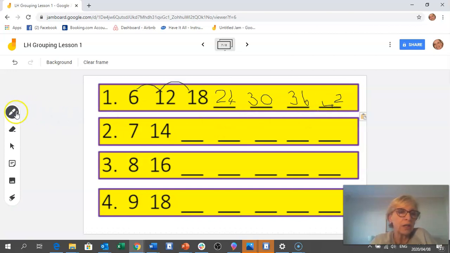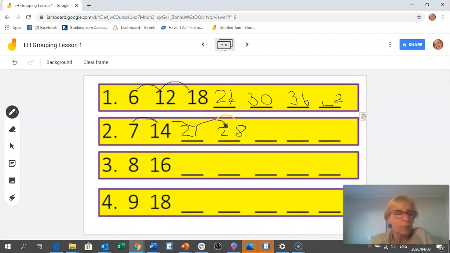Let's quickly count in 7s. Right, so 7 plus 7 is 14. 14 plus 7 is, can you get it before me? Yes, 21. How many of you got it before I did? And 21 plus 7, well, 1 plus 7 is 8. So 21 plus 7 is 28.